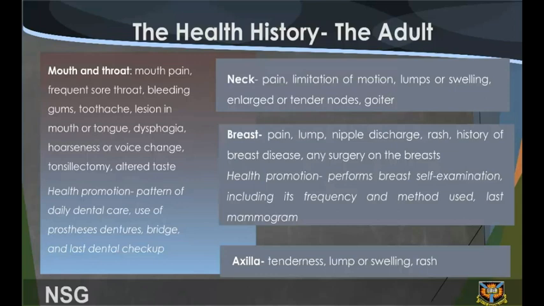Neck: pain, limitation of motion, lumps or swelling, enlarged or tender nodes, goiter. Breast: pain, lump, nipple discharge, rash, history of breast disease, any surgery on the breast. Health promotion: performs breast self-examination, including its frequency and method used, last mammogram. Axilla: tenderness, lump or swelling, rash.